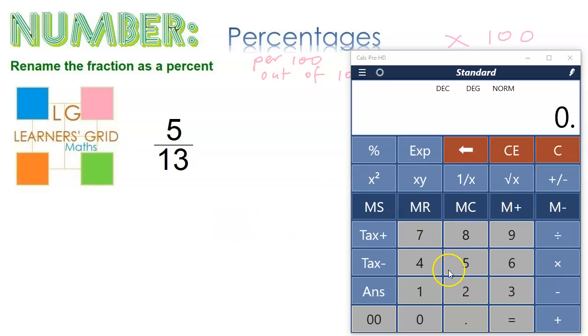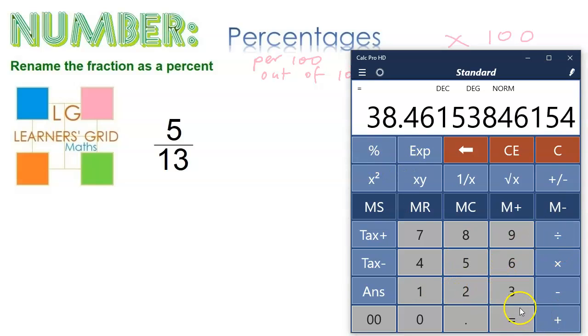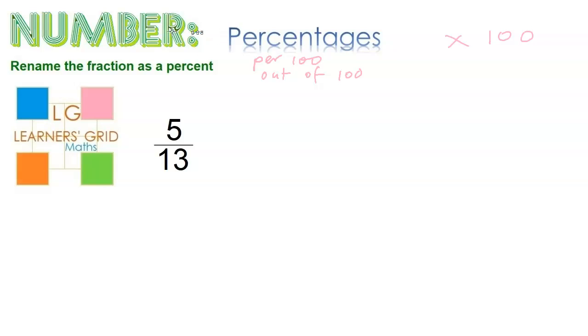Oh, and you know what? While we're at it, let's use the calculator to calculate 5 divided by 13 as a percent. So 5 divided by 13% equals 38.46%. So that's what the answer is going to be.